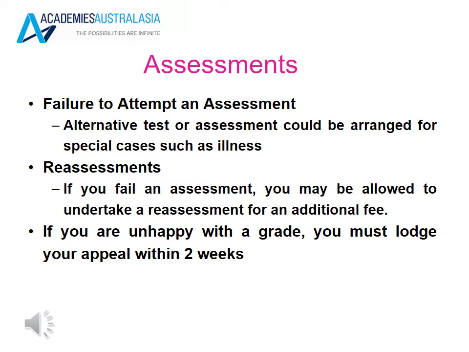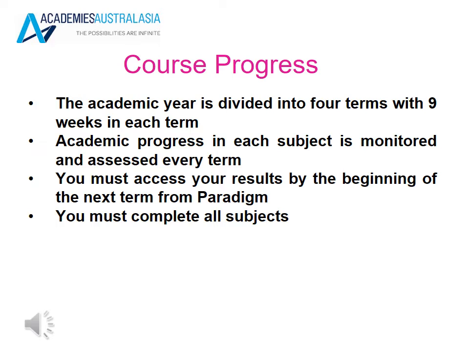Reassessments. If you fail an assessment, you may be allowed to undertake a reassessment for an additional fee. If you are unhappy with a grade, you must lodge your appeal within 2 weeks. The academic year is divided into weeks and terms. Academic progress in each subject is monitored and assessed every term. You must access your results by the beginning of the next term from Paradigm, and you must complete all subjects.